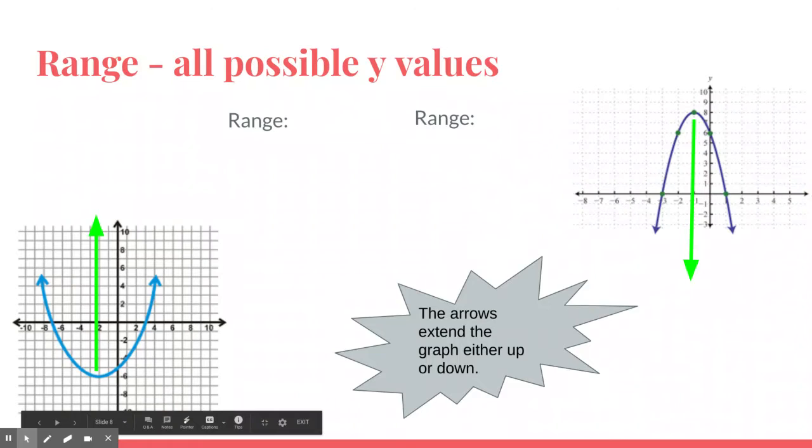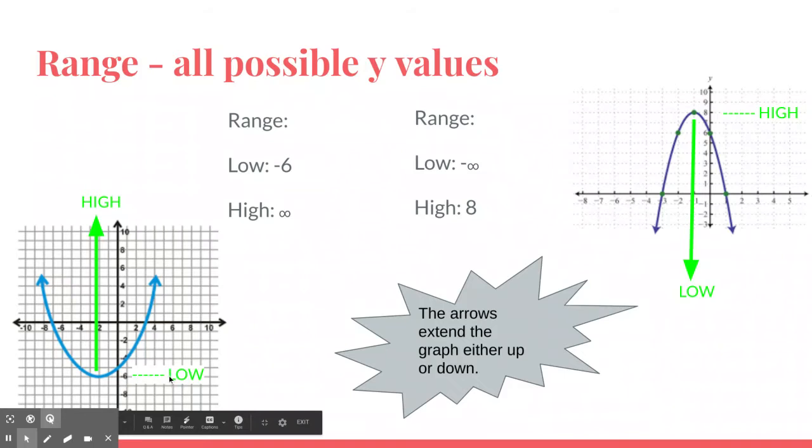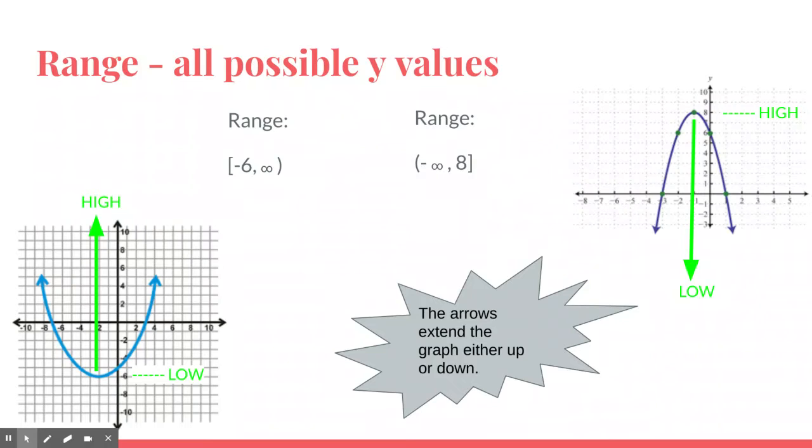So notice how I draw my arrows to show the direction of where all the possible y values go. You can see that the arrows extend up or down. So in this case, here is my low, here is my high, here is my low, and there is my high. I write down my values, and you can see that my low number is written, my high number is written, my low, my high, and then this is the interval that I write.